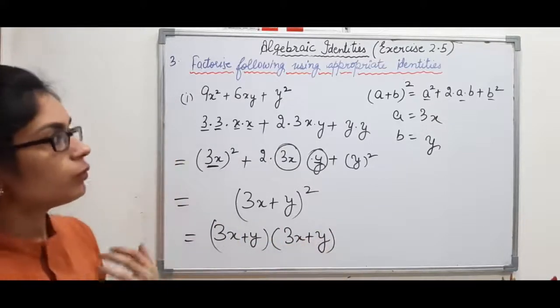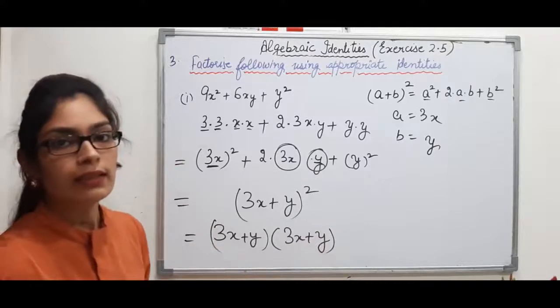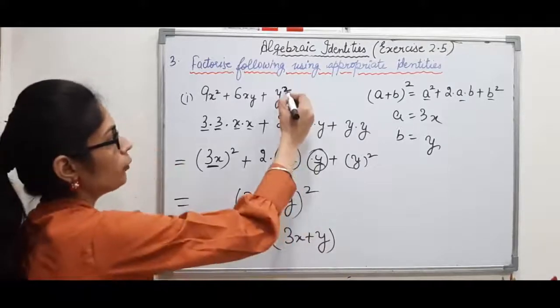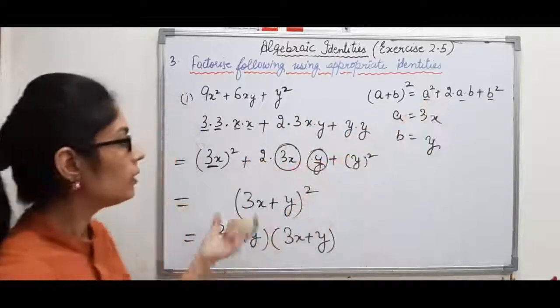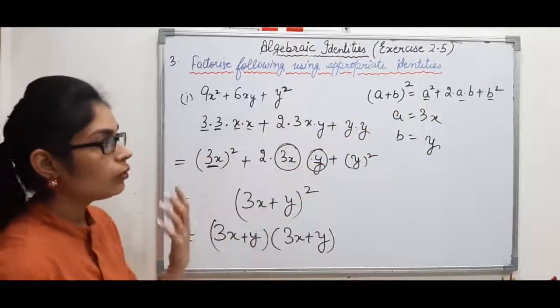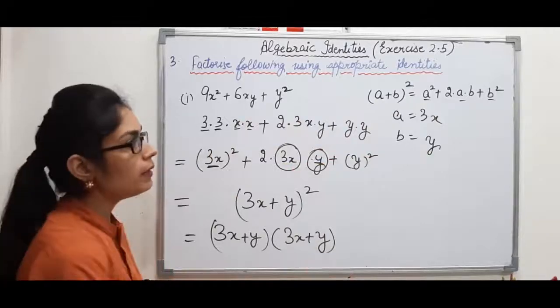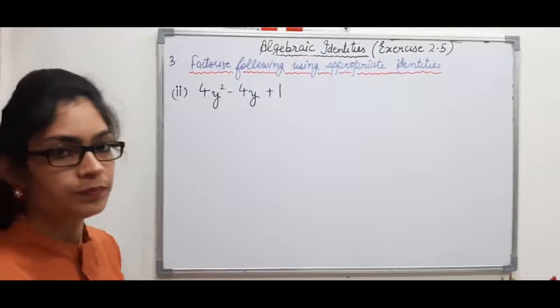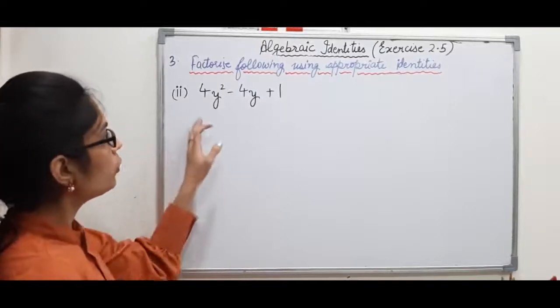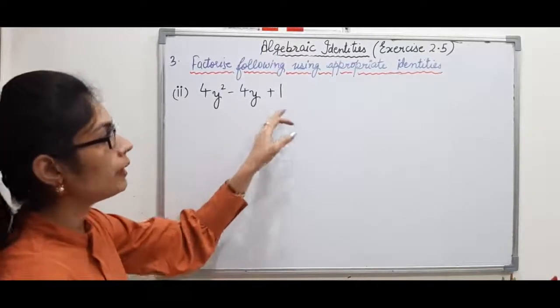So you just have to make sure which identity you can use. From this square you can relate that we can use this identity, then you can convert it into this form. You can find out the values of a and b, then you can write in this way. Now let's do the second part. Second part is 4y square minus 4y plus 1.